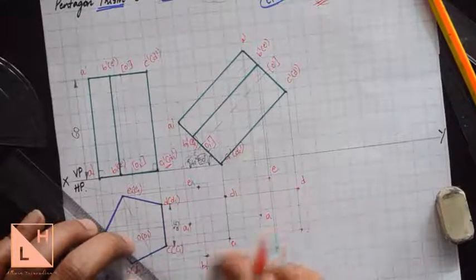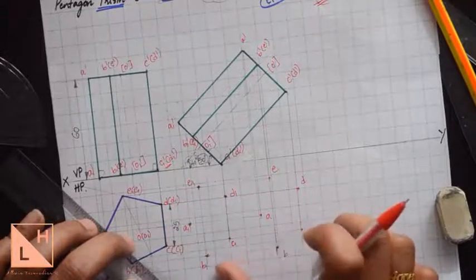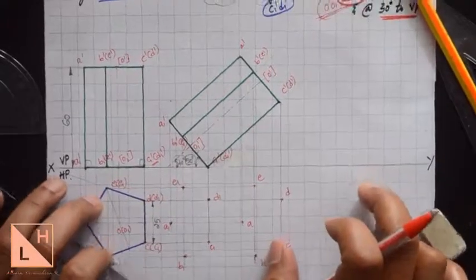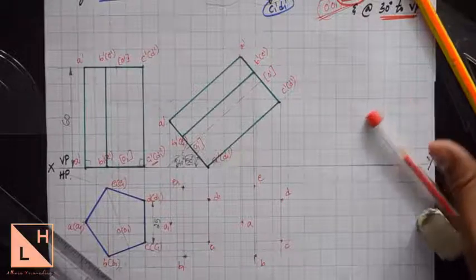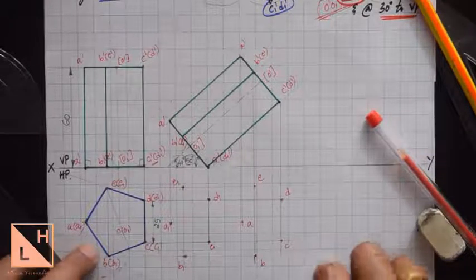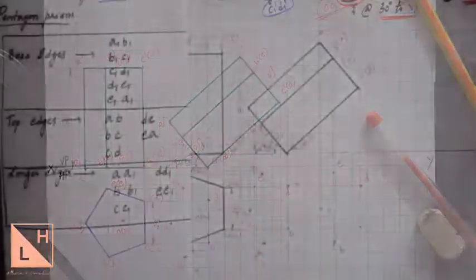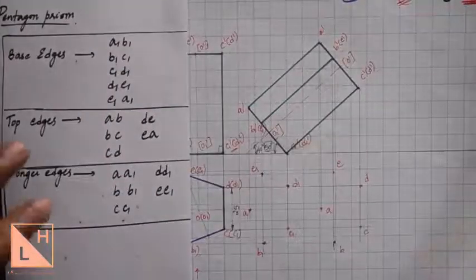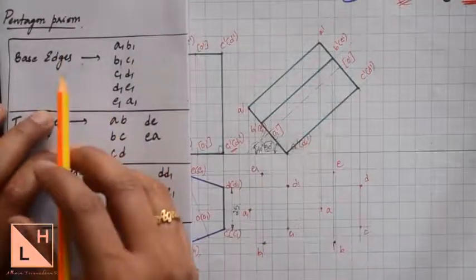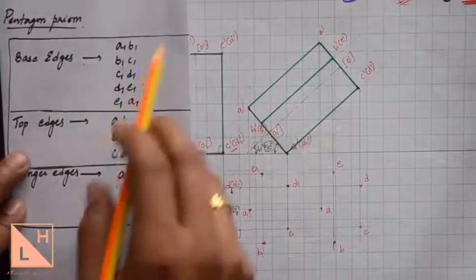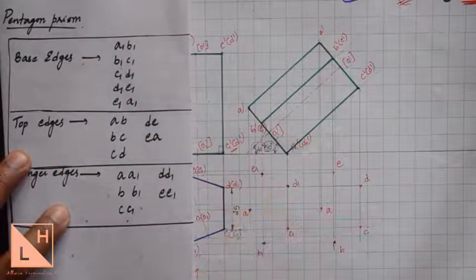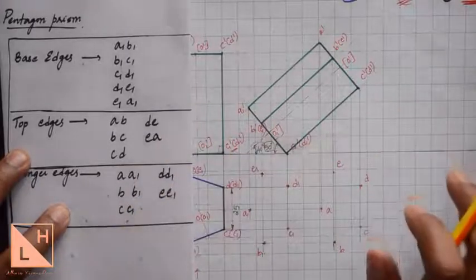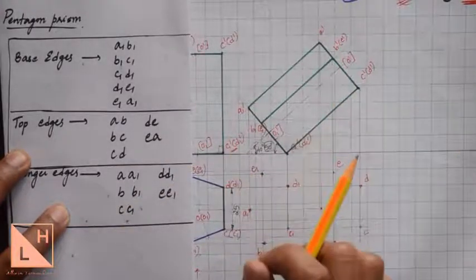Now before joining these points to connect it as edges, we need to identify the hidden edges and the visible edges in the second position top view. In order to do that, we have the list of edges that are existing in a pentagon prism: base edges, top edges and longer edges. As we have already discussed this more in one of the introduction videos of solids, let us just go quickly in order to identify the hidden and visible edges.